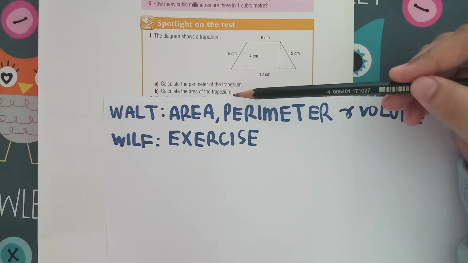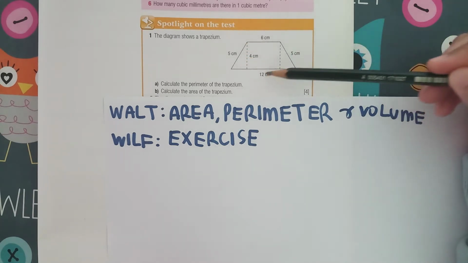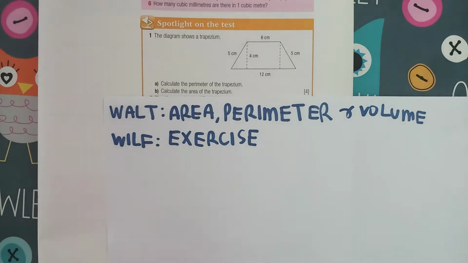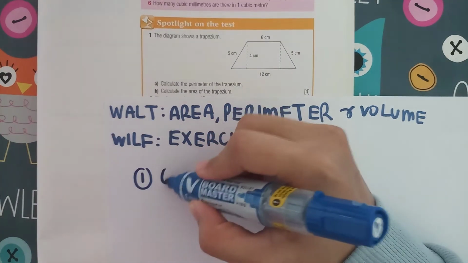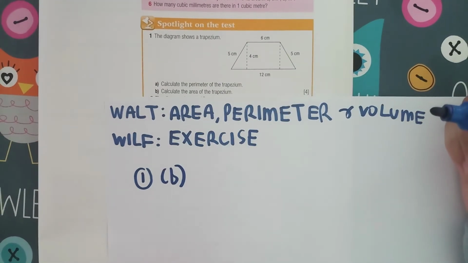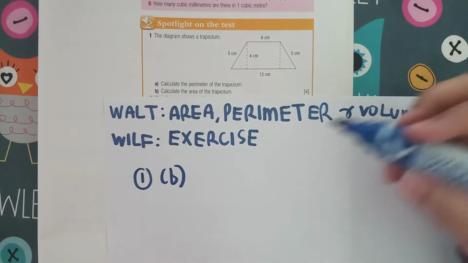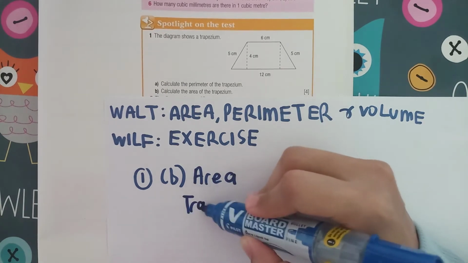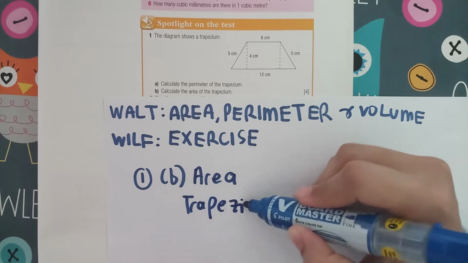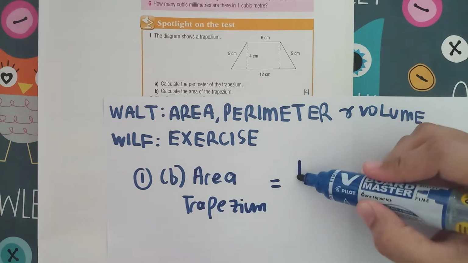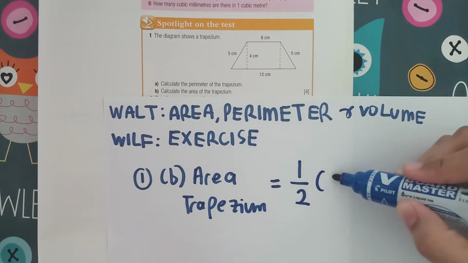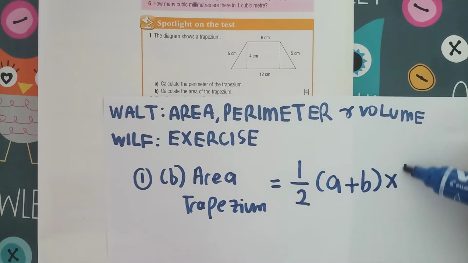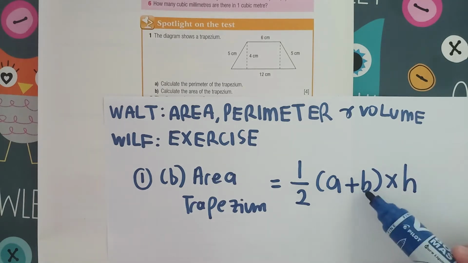Question B, calculate the area of the trapezium. So now I'm doing question number 1, B. Area of trapezium. We recap a bit. What is the formula for the area of a trapezium? It is equal to 1/2, and then we have (A plus B), and then we times by H. So, 1/2 times (A plus B) times H.